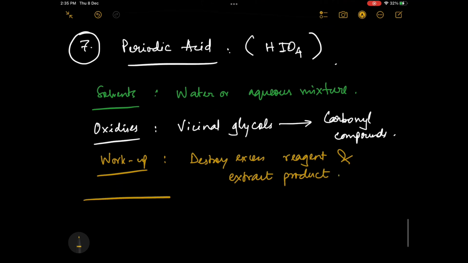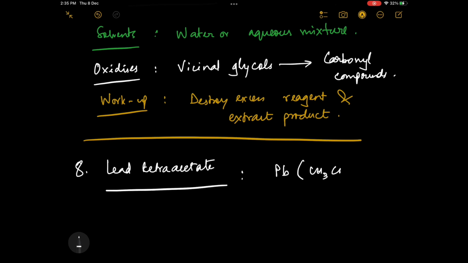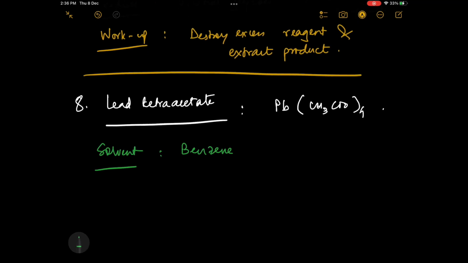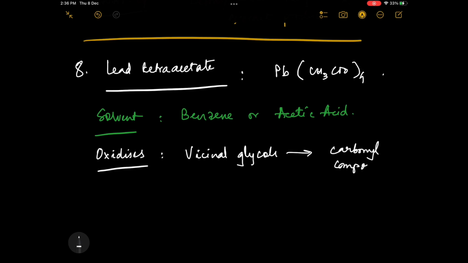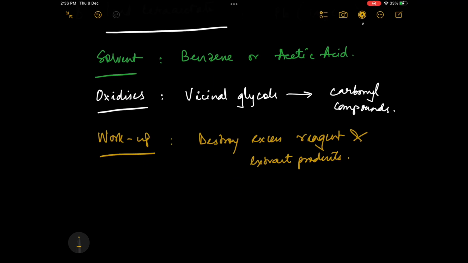Workup is basically the destruction of the excess reagent, and after that the product can be extracted using the solvent extraction method. The eighth oxidizing agent that we have here is lead tetraacetate, which can be written as Pb(CH3CO2)4, whatever you say. The connection of lead is with the O of CH3CO2, that's all. The solvent used for this reagent is benzene or acetic acid, and it can oxidize vicinal glycols to carbonyl compounds, as we saw in the previous reagent. So this function is also the same. Periodic acid and lead tetraacetate have similar functions.